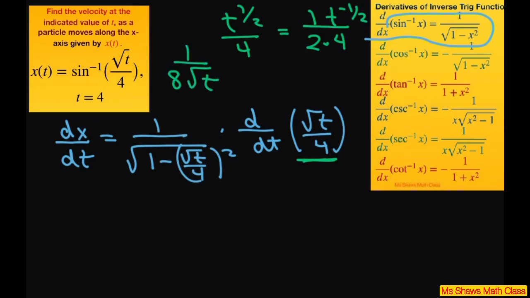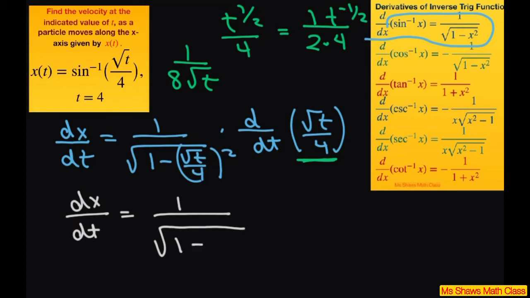All right, so let's write this out. Derivative of x with respect to t equals 1 divided by square root of 1 minus t divided by 16 times 1 divided by 8 square root of t. Now, we could simplify this, but since we have this 4 here, we can plug in. It's probably a little easier just to plug in the 4 instead of simplify at this point.